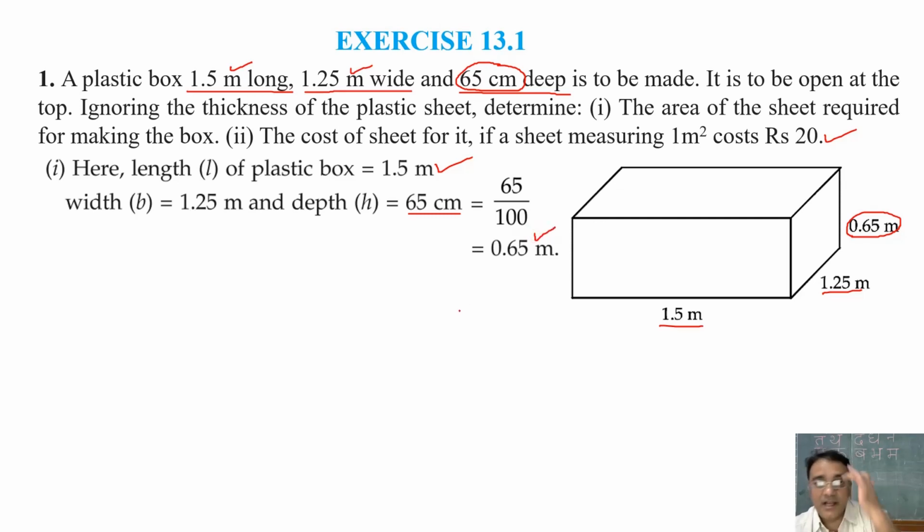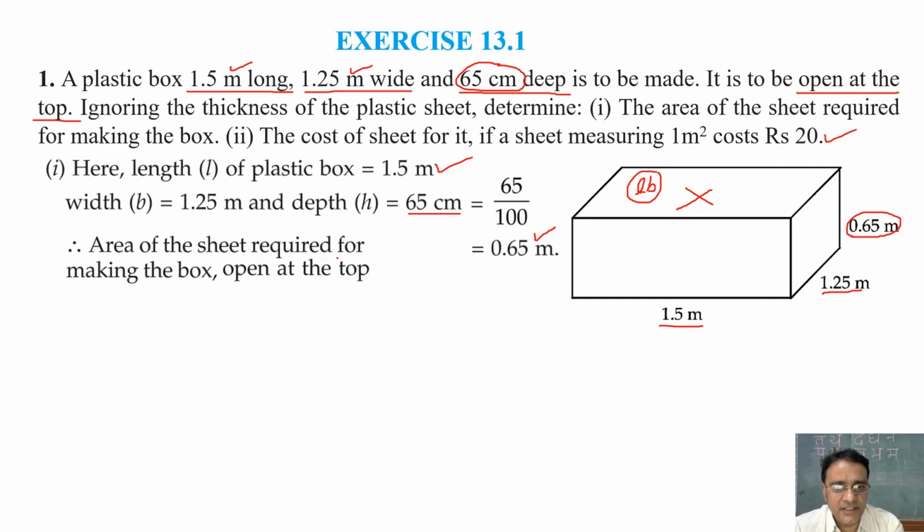Okay, ठीक है. अभी यहाँ पर हम लोग क्या कर रहे हैं, एरिया ऑफ शीट रिक्वायर्ड फॉर द बॉक्स है. तो ये टॉप में हम लोग प्लास्टिक यूज नहीं कर रहे हैं. क्यों? क्योंकि ये ओपन एट द टॉप दिया हुआ है क्वेश्चन में. देखो, ओपन एट द टॉप, राइट. तो ये क्या होगा, L इंटू B. L इंटू B तो दो आता है, एक बॉटम में आता है और एक टॉप में आता है. सो ओनली वन वी हैव टू टेक.